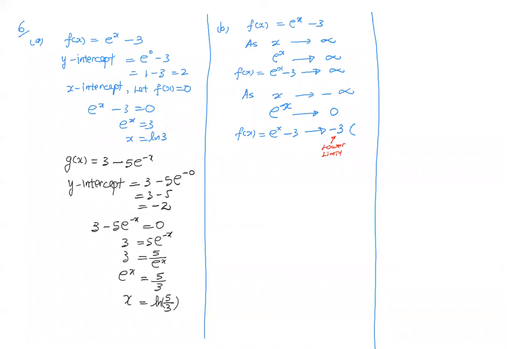Approaches -3 from above. This is the lower limit or the upper limit? This is the lower limit. So we will say from above. From above means the rest are more than this value. Clear? Hello?